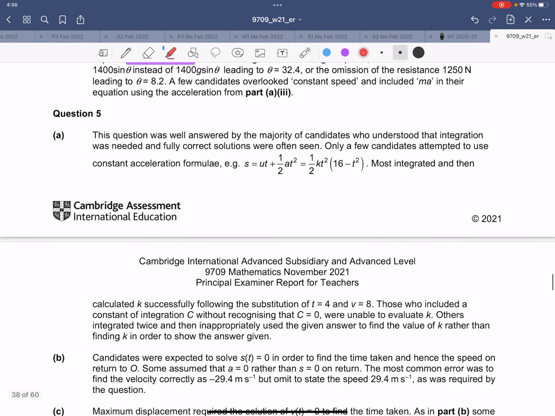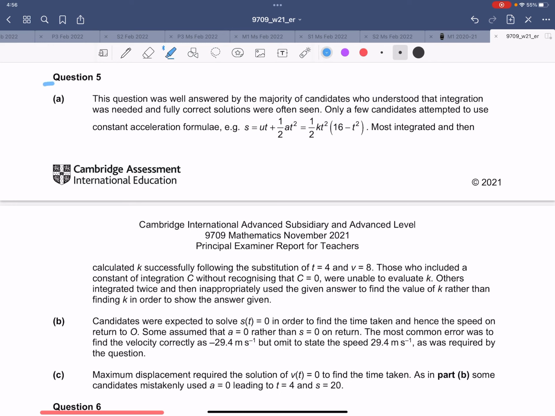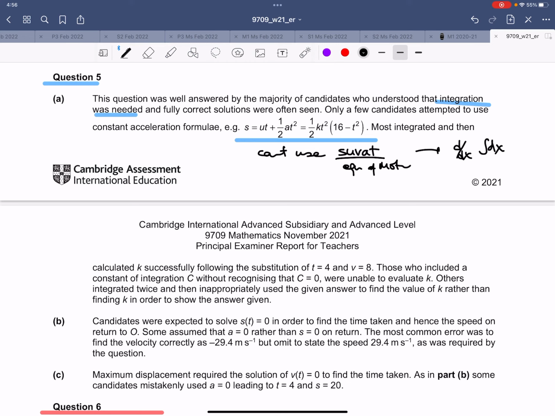And question number 5 was about kinematics. The question was well answered by a majority of candidates who understood that integration was needed. Fully correct solutions were often seen. Only a few candidates attempted to use constant acceleration formula. You cannot use SUVAT, the equations of motion formula, for questions related with differentiation, integration. Why? Because the acceleration is variable. It's dependent on time. So how can you use it?